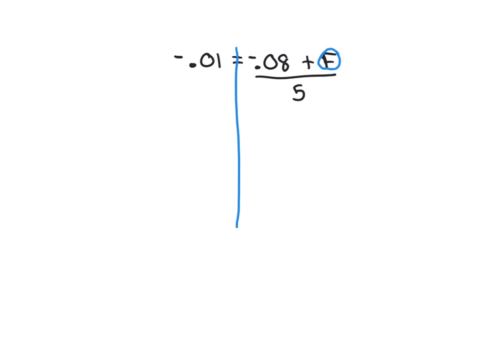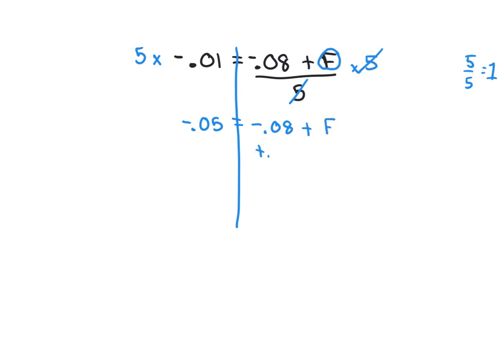So the first thing we need to do is get rid of the divide by 5. So we will multiply by 5 because 5 over 5 is just 1. That means these will cancel out. But now whatever we do to one side, we have to do to the other side. So we have 5 times negative 0.01. That is going to be negative 0.05 equals negative 0.08 plus f.